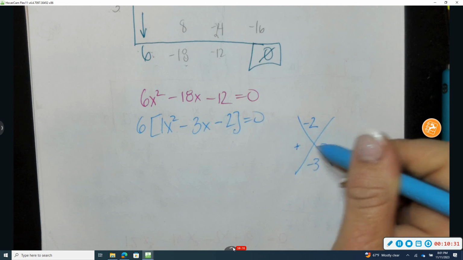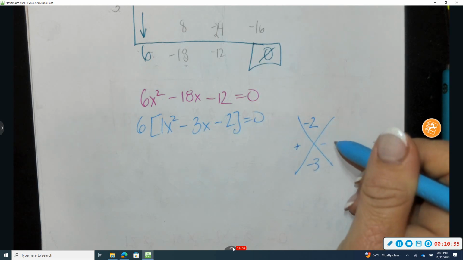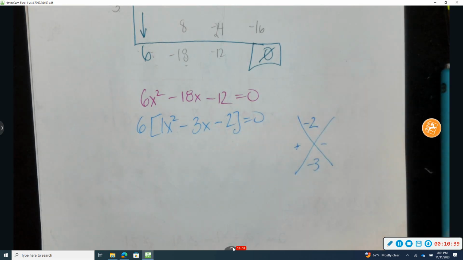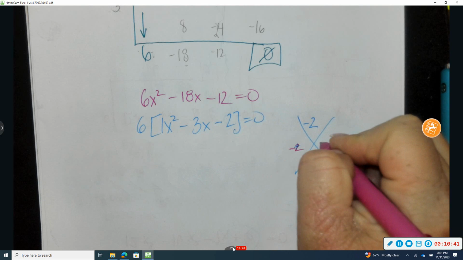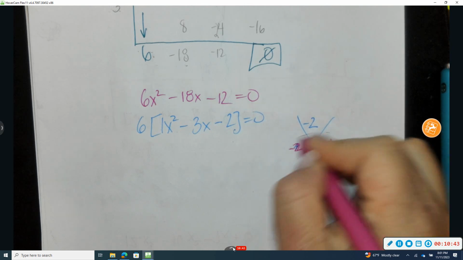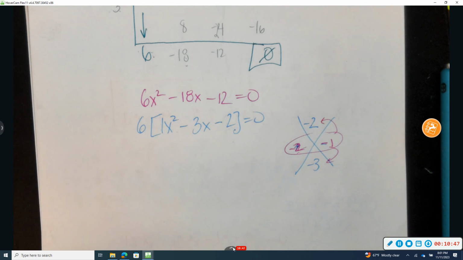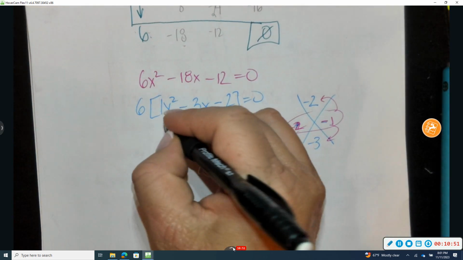A negative 2 and negative 1, although they may combine to give you negative 3, don't multiply to give you negative 2. For those that are visual like me, if I would do negative 2 and negative 1, yes, these would combine to give you negative 3, but they would not multiply to give you a negative 2. It would be a positive 2, which means this isn't factorable. What do I do when it's not factorable?